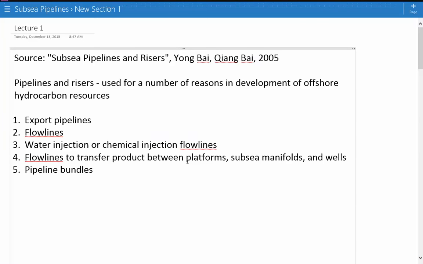This is the first lecture in the subsea pipeline design section. So before getting into a lot of the technicals, it's a good idea to get some introduction.